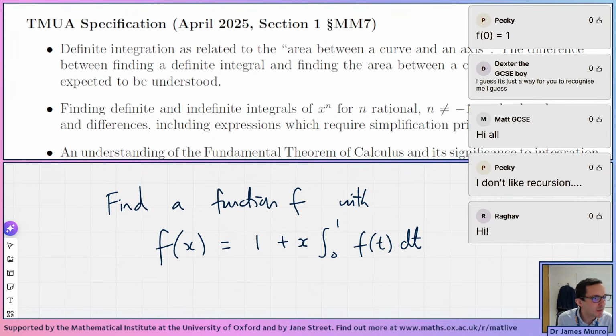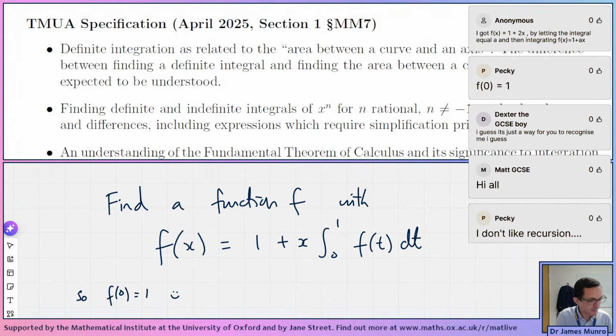Right, okay. Interesting observations. What can we do? Oh, yes, this is a true fact. Thank you. F of 0, true fact. If you put 0 in here, then who cares what this integral is? It's multiplied by 0, so you'll get 1. That's true. That makes me happy. And then an anonymous person has given me, I think, the whole solution at the top there.